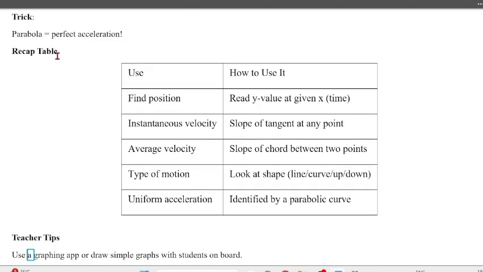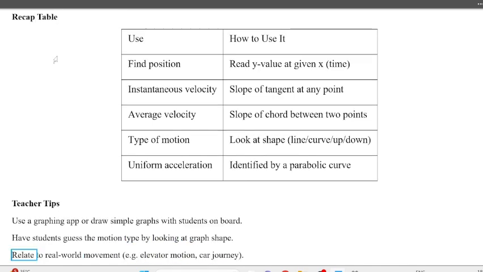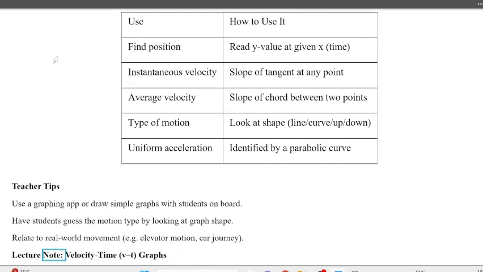Teacher tips: use a graphing app or draw simple graphs with students on the board. Have students guess the motion type by looking at the graph shape. Relate to real-world movement, e.g. elevator motion, car journey. Lecture note: velocity-time, v-t graphs.